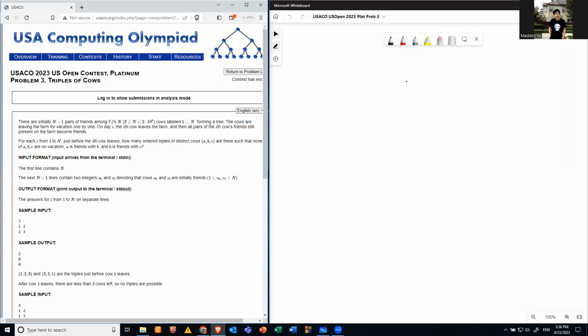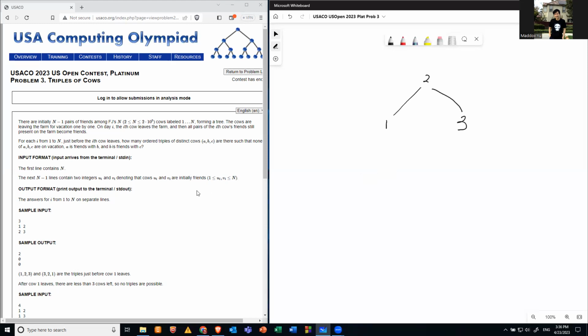So let's look at the first example they gave us. You have 3 cows. 1 is a friend of 2, and 2 is a friend of 3, so you form a tree like this. Initially you have the triplets 1, 2, 3, or 3, 2, 1. So when the first cow leaves, you don't have triplets anymore.